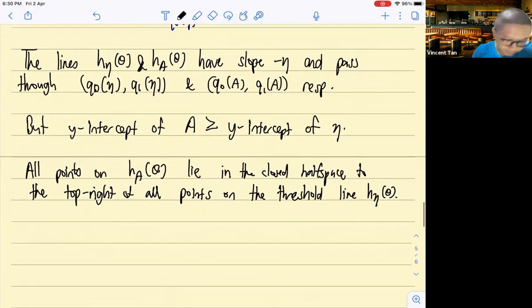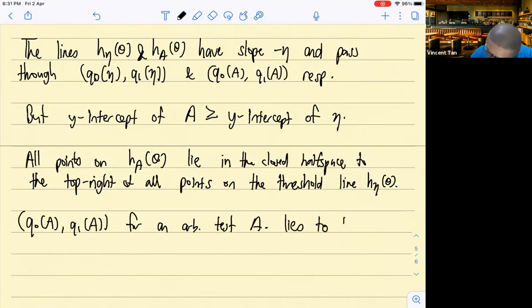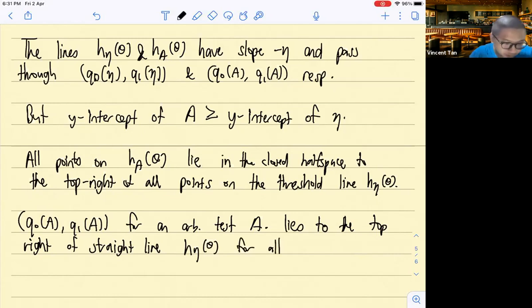Okay. So in particular, any Q0A, Q1A for an arbitrary test A must lie to the top right of the straight line h eta theta, for all 0 less than eta less than infinity.